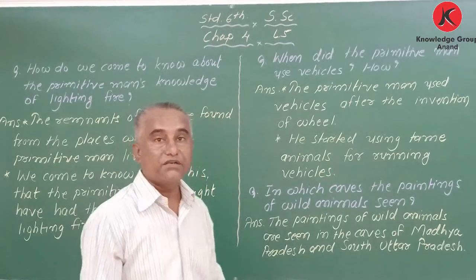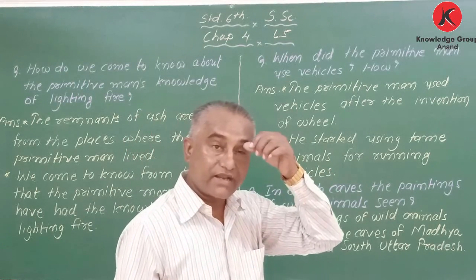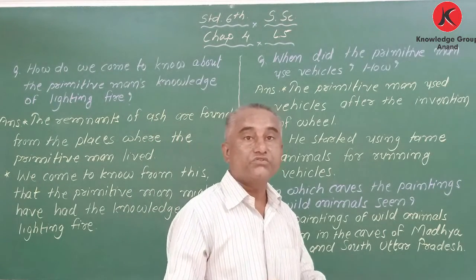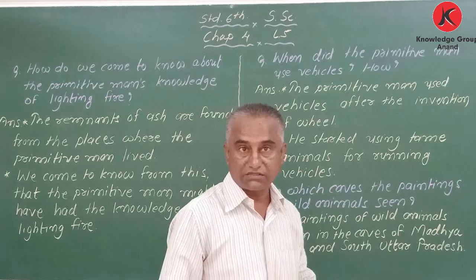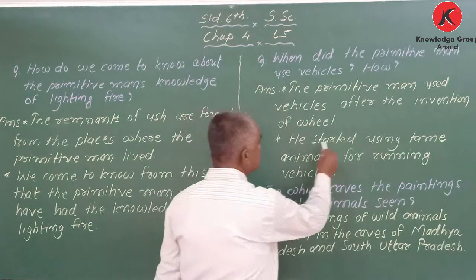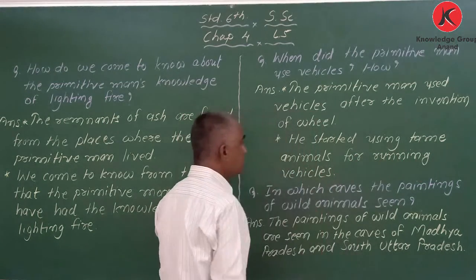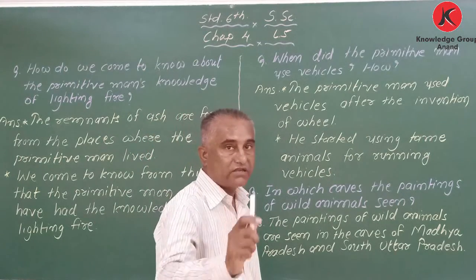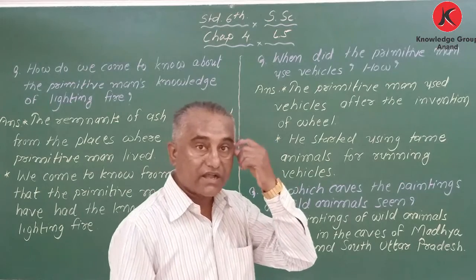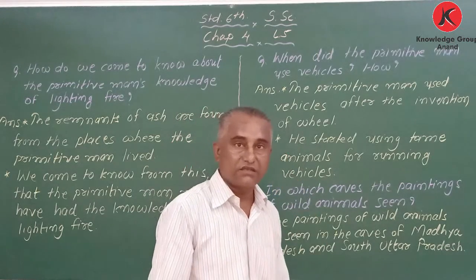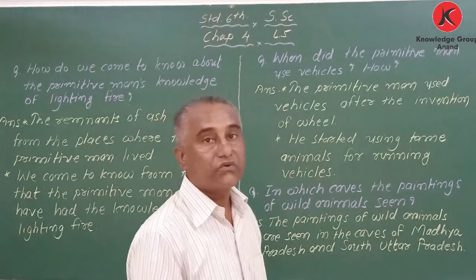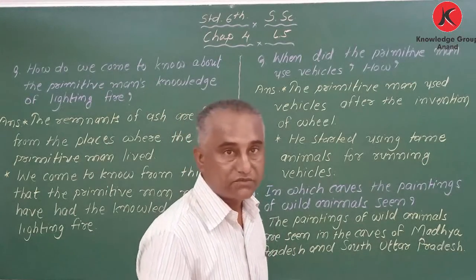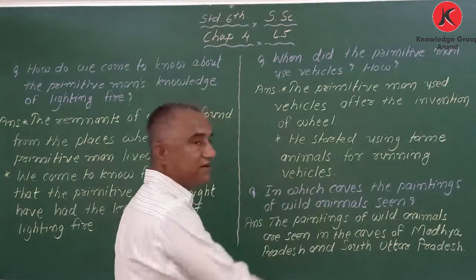He started using tame animals, domesticated. He had some tame animals, and my dear students, these tame animals he was using to run the vehicles. So he started using tame animals for running vehicles. Got it? So after the invention of the wheel, he got the idea about vehicles, and he was using tame animals for running vehicles.